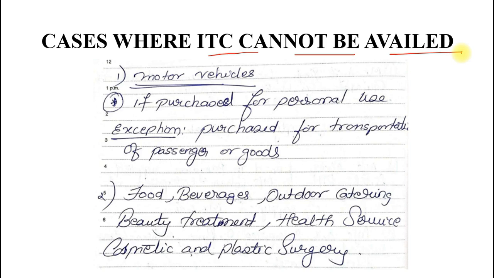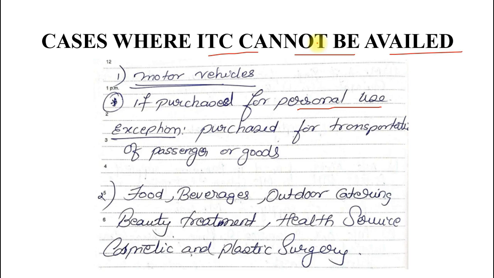Okay. So number one, motor vehicle. If purchased for personal use, you cannot avail ITC. ITC is like a set off or a rebate if you want. If you're purchasing any motor vehicle for personal use, you cannot avail ITC. Exception is purchase for transportation of passengers or goods. If you are purchasing a vehicle for transportation purpose, for passenger transportation or goods transportation, then it is available because then it becomes commercial.